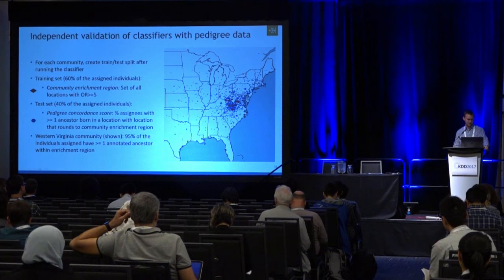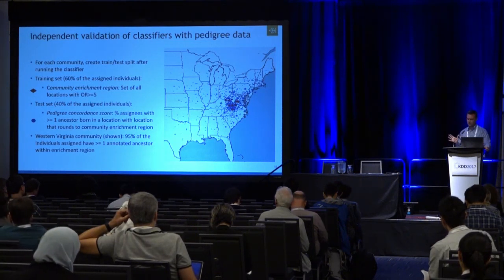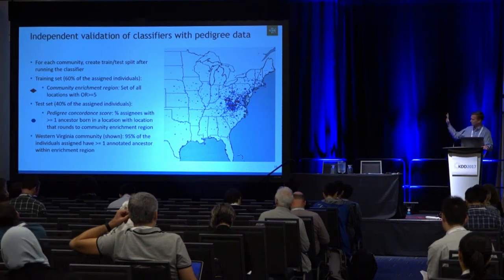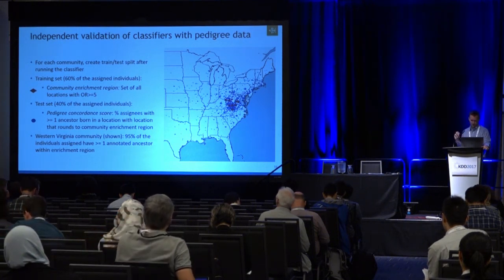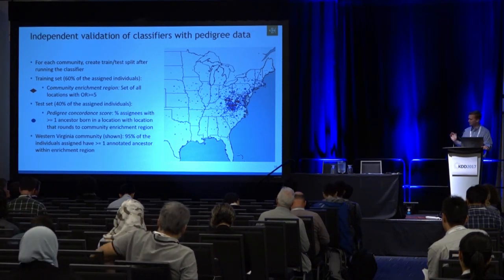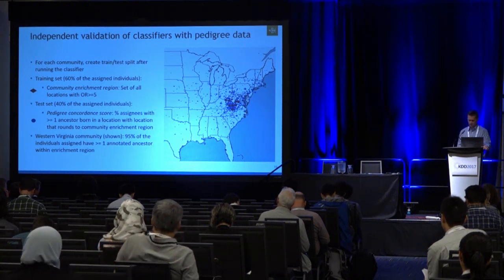Then we take our test set, these 40 individuals, and we look at the percent of the assignees who have more than one ancestor born in one of these locations. You can see the birth locations of the test set are all over the map a little bit, but they are kind of clustered around these orange diamonds. When we look at specifically how many of these people have at least one ancestor born in this location, the concordance is actually really high, 95% for this particular community in Western Virginia.